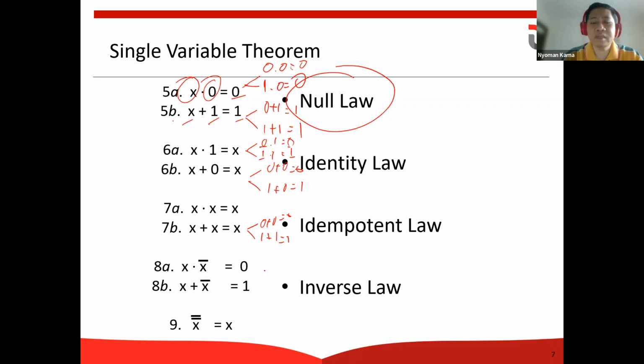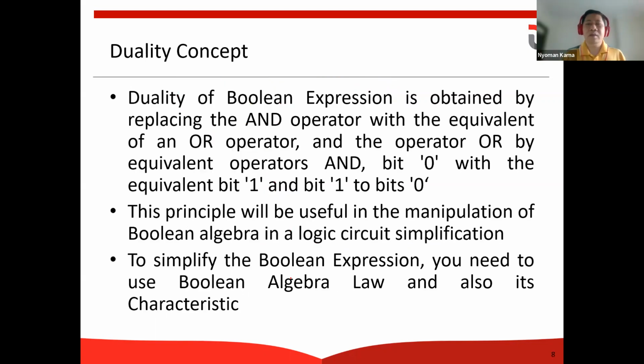Okay. Now the reverse law. X times the inverted of X is 0. For example, 0 times 1 is 0. 1 times 0 is 0. And then X plus not X is 1. So inverted X, we can call it not X. X plus not X is 1. Okay.